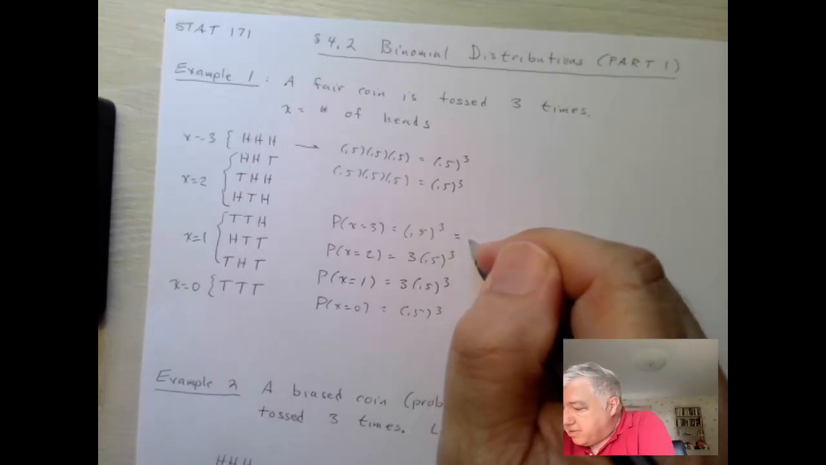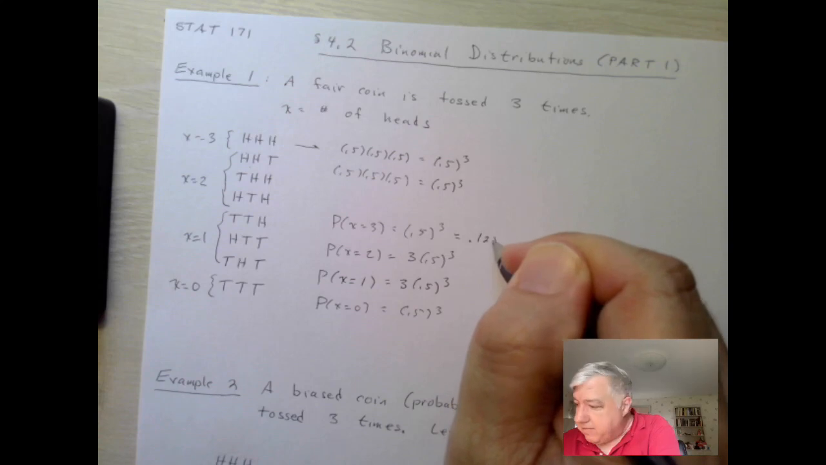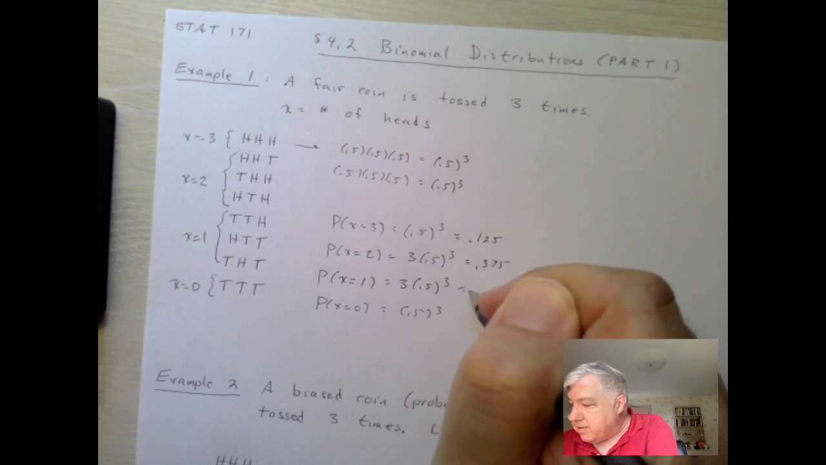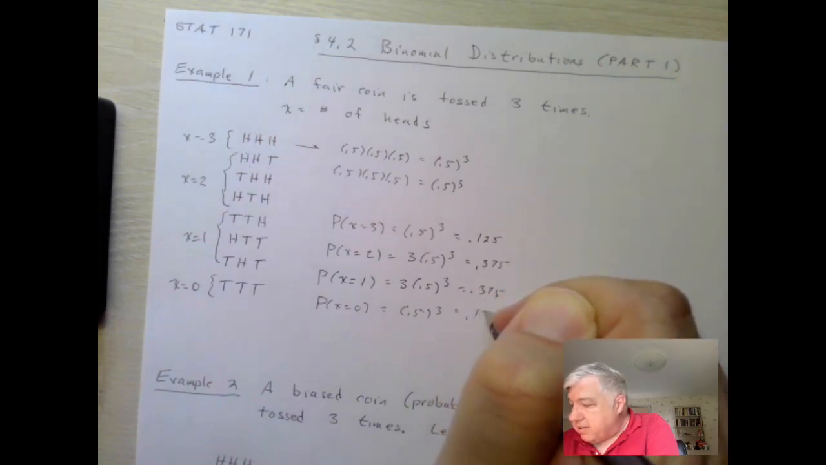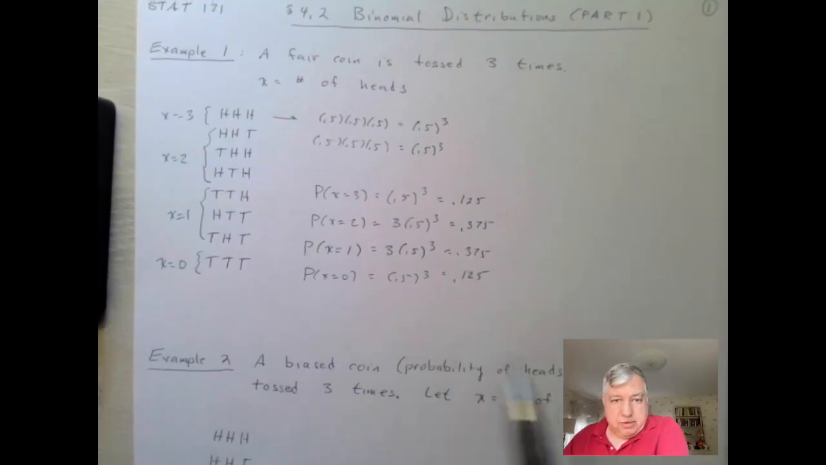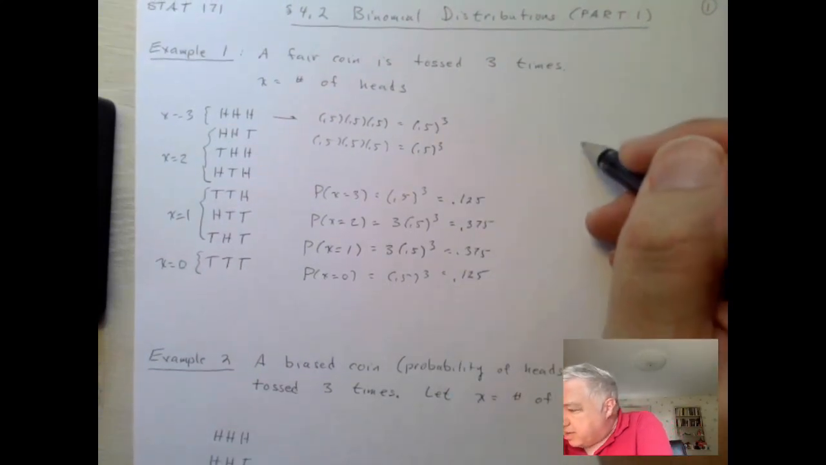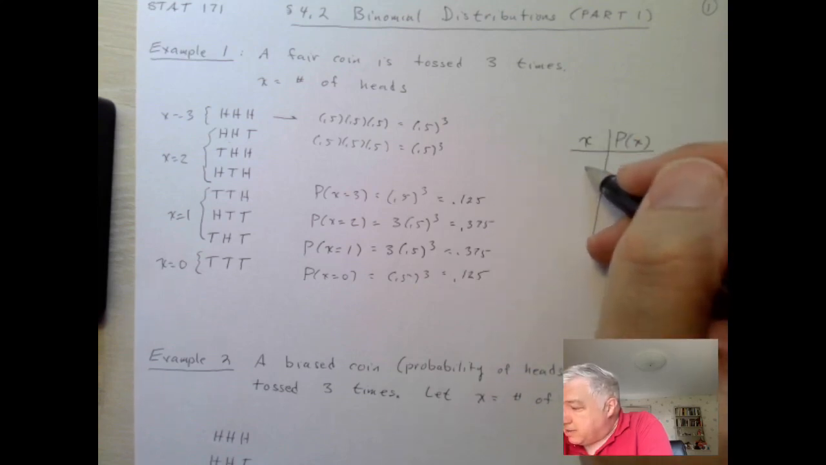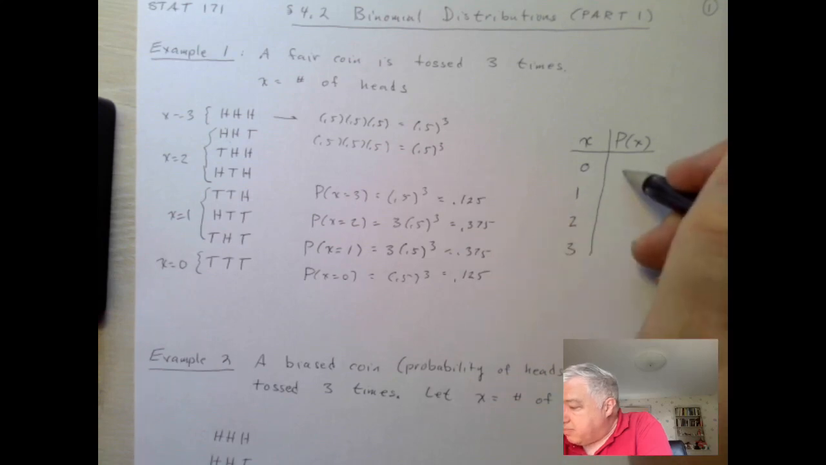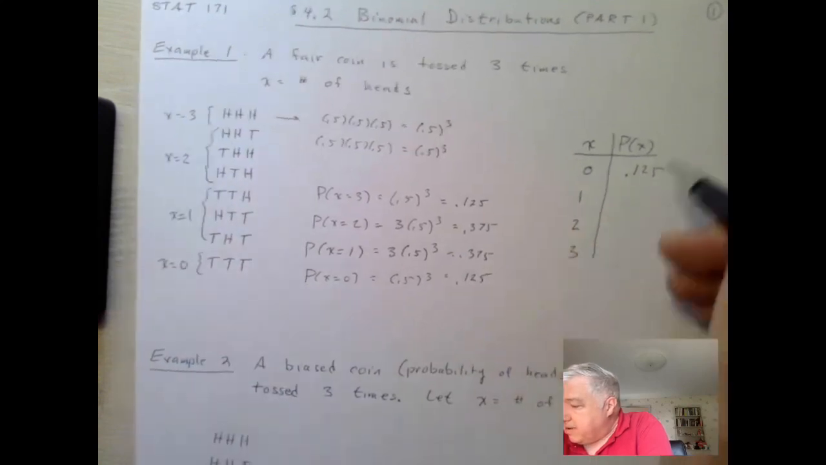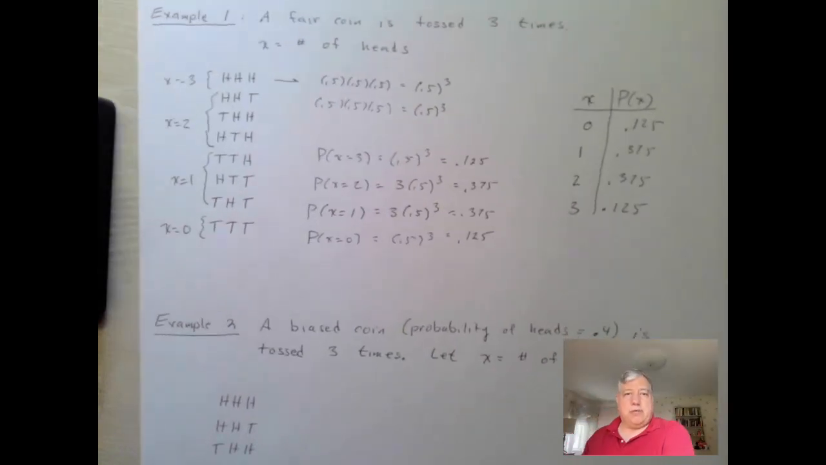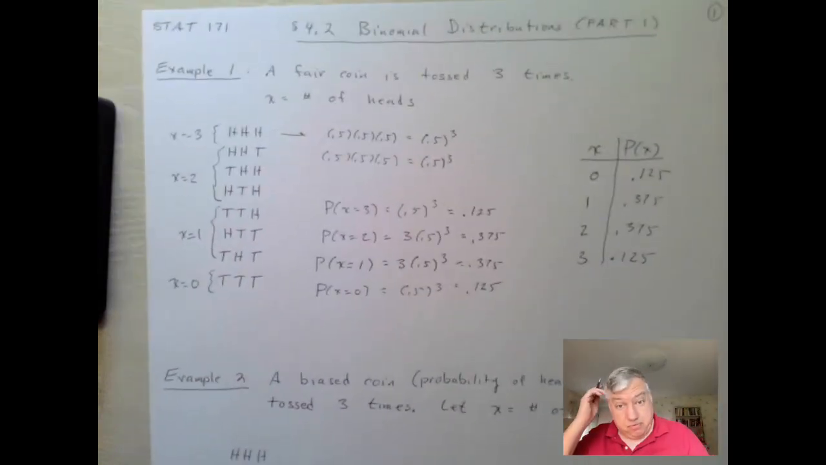All right, so we know that this is 0.125, or 1/8, this is 3/8, or 0.375, and so on. And you can see we have a nice little symmetry here. And so we essentially have our distribution. We can rewrite our distribution like this: here's 0, 1, 2, 3, and 0.125, 0.375, 0.375, and 0.125. All right, so that's the probability distribution, and we've done this before.